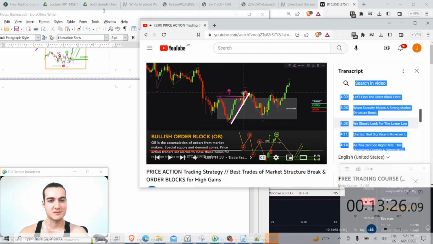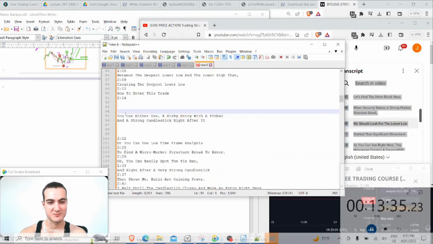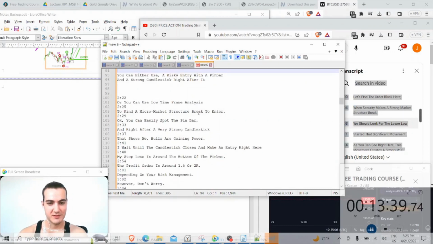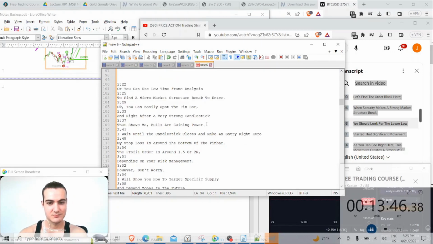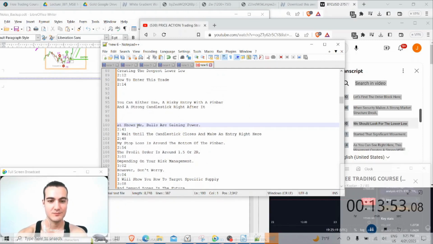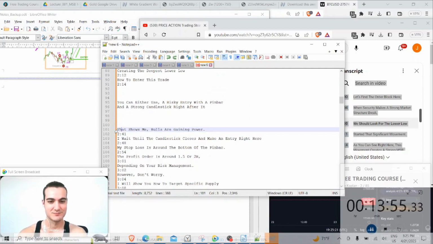Okay, so he defines an order block as a special supply and demand zone. Let me grab that from the transcript. Do low time frame analysis, define blah blah blah. Pin bar. Bulls are gaining power. I might add that to the notes as well. Oh no! I might tab that over.